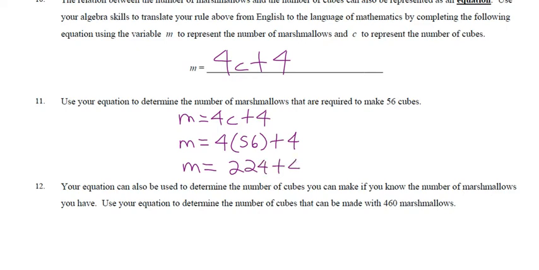So what is that? 224 plus 4. So what's M equal to? 228. So if I say I want to make 56 cubes, then you can say, well, you're going to need 228 marshmallows. Right. So, you know, if you're sending your mom to the store to buy the stuff, you're going to say, get a bag of at least 228 marshmallows so that, you know, I can make these 56 cubes.